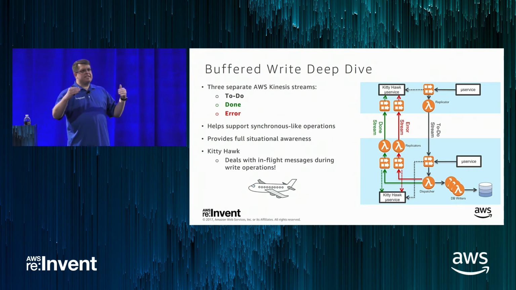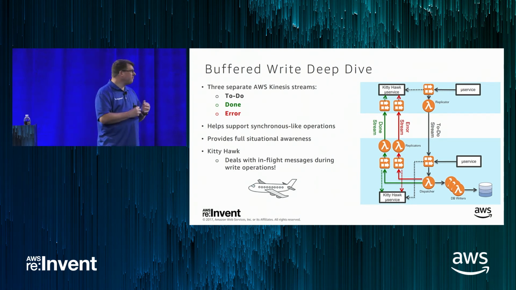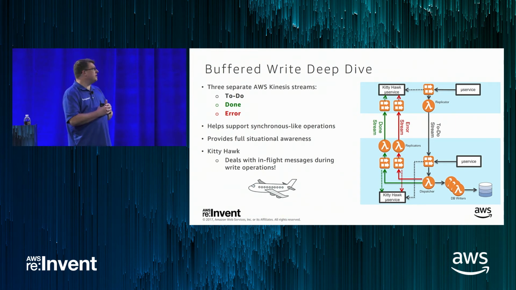By using the IDs in the to-do and the done stream, we can then determine that a particular operation has happened. And in the event of an error, the message would end up in the error stream, so everyone would be aware by looking at the error stream that there was a problem that occurred.